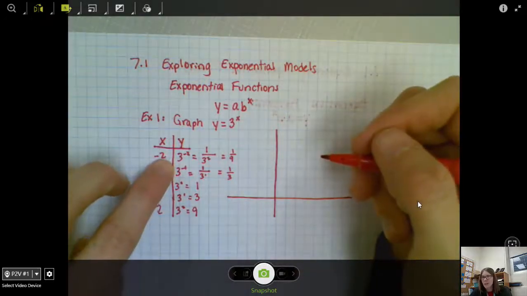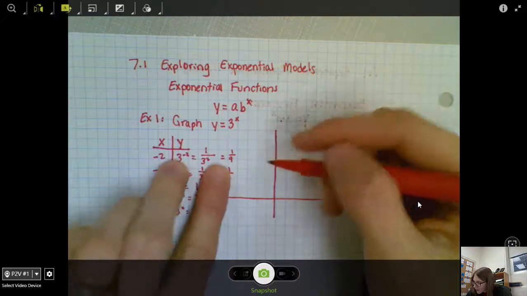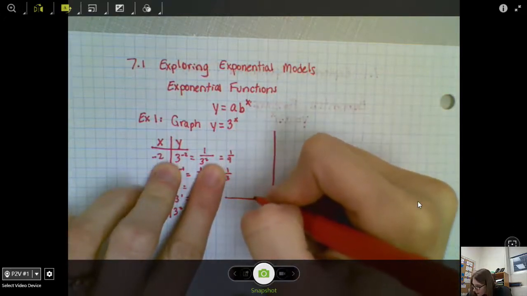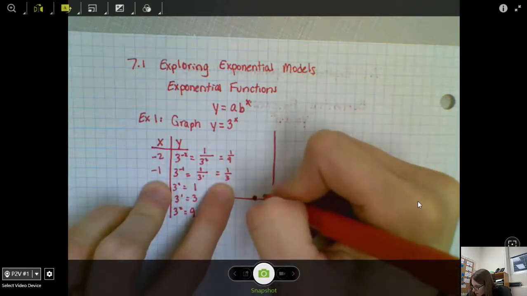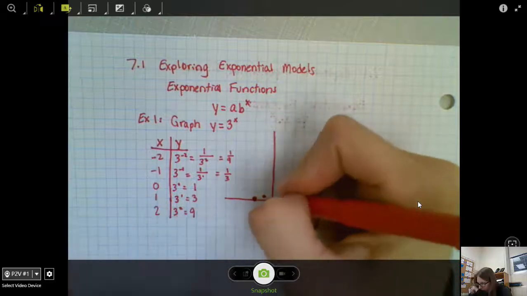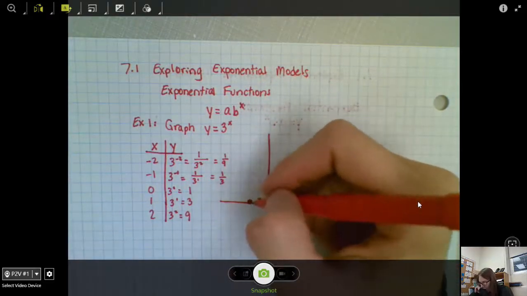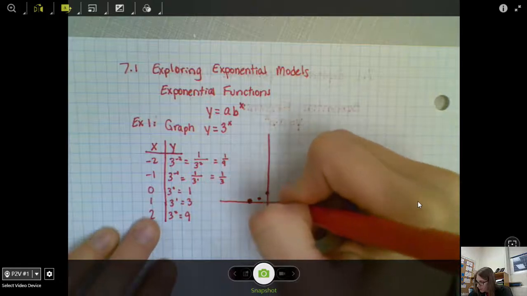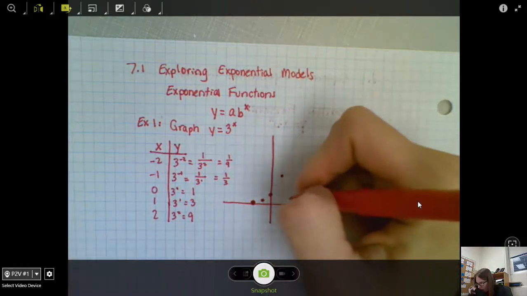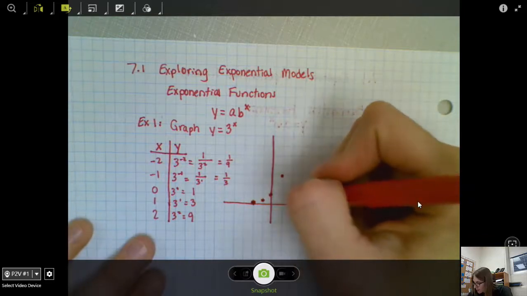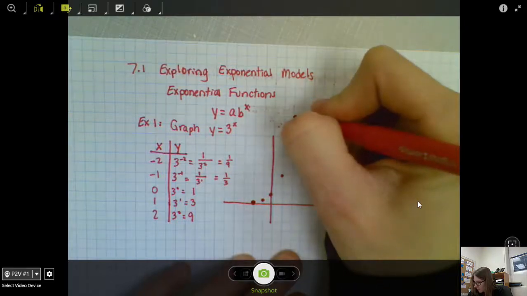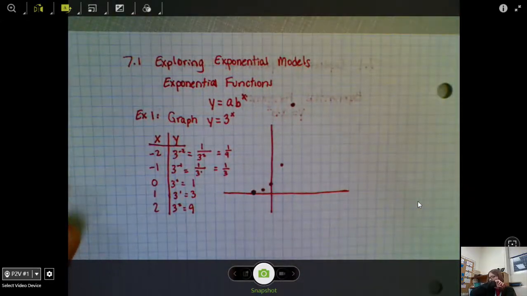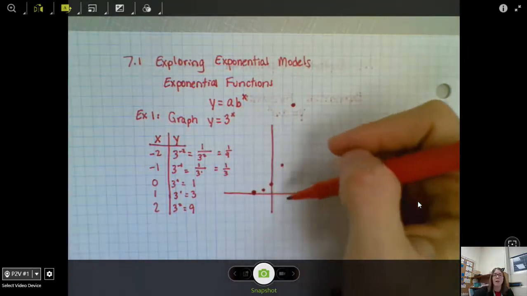Some of these points, like -2, 1/9, are going to be hard to graph. But I'm just going to put my dot right above the x-axis here. -1, 1/3, a little bit higher up. 0, 1; 1, 3; and 2, 9. And let's think for a second before I connect my dots.